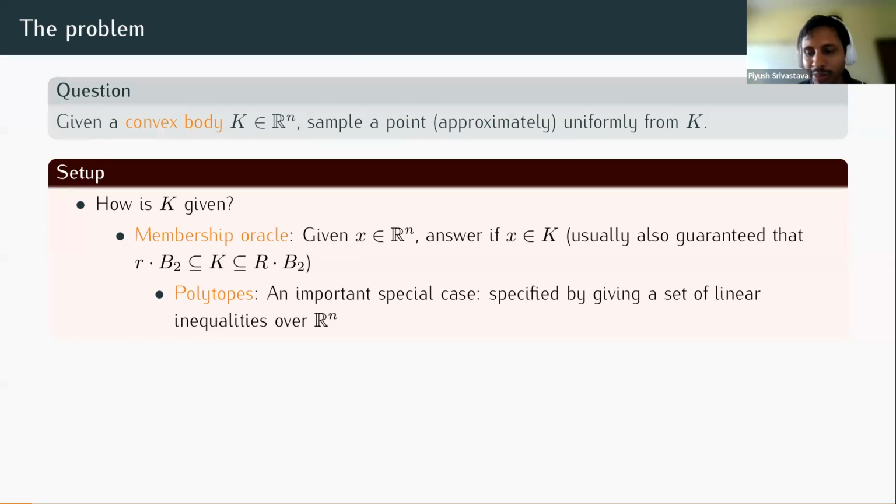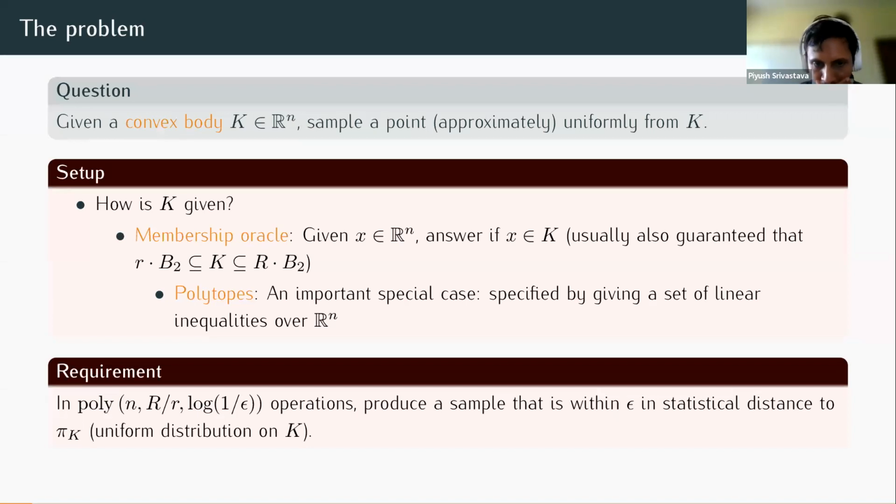We'll always assume that the membership oracle is known. What we want to do is to produce a sample that is close in statistical distance to the uniform distribution in K, and we want to do it fast. Fast here means that we want to be polynomial in the number of dimensions, n, which is always going to be the number of dimensions; in the aspect ratio, capital R by small r, the ratio of the big ball that contains the body versus the small ball that is contained in the body; and in log of 1 over epsilon.